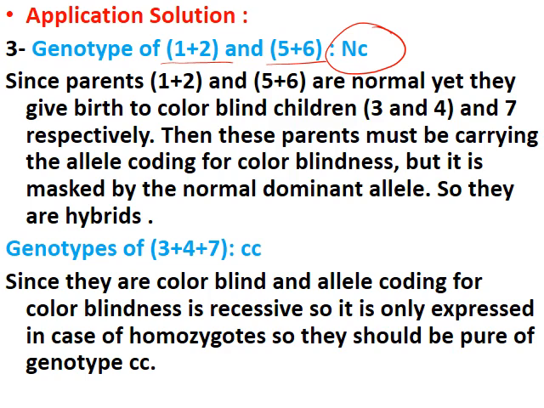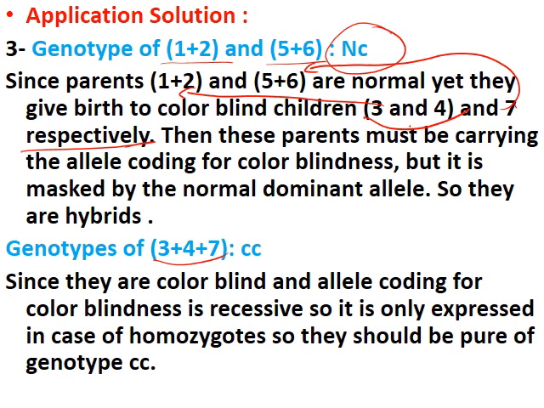blind children 3 and 4 and 7 respectively, meaning that 3 and 4 for 1 and 2 and 7 for the other couple, which is 5 and 6. This will mean the word respectively: the first for the first and the second for the second. Then these parents must be carrying the allele coding for the color blindness, but it was masked by the normal dominant allele, so they are hybrids.